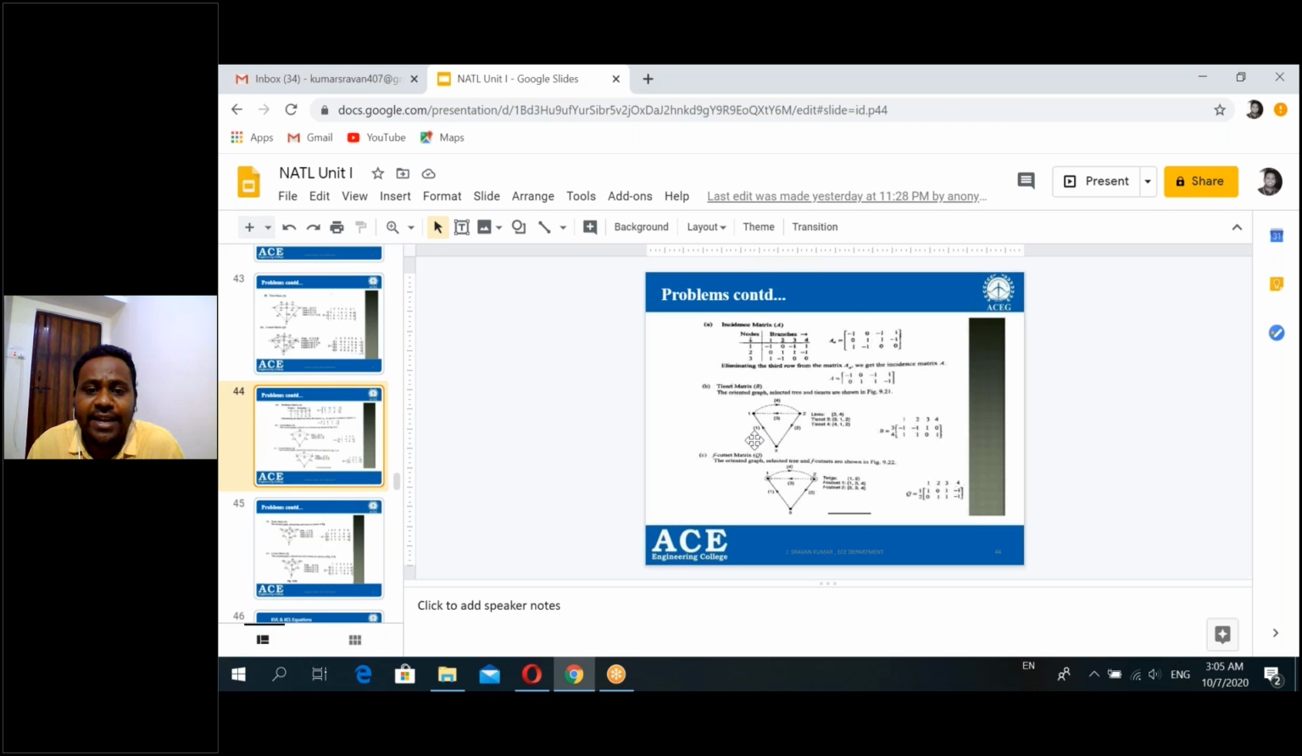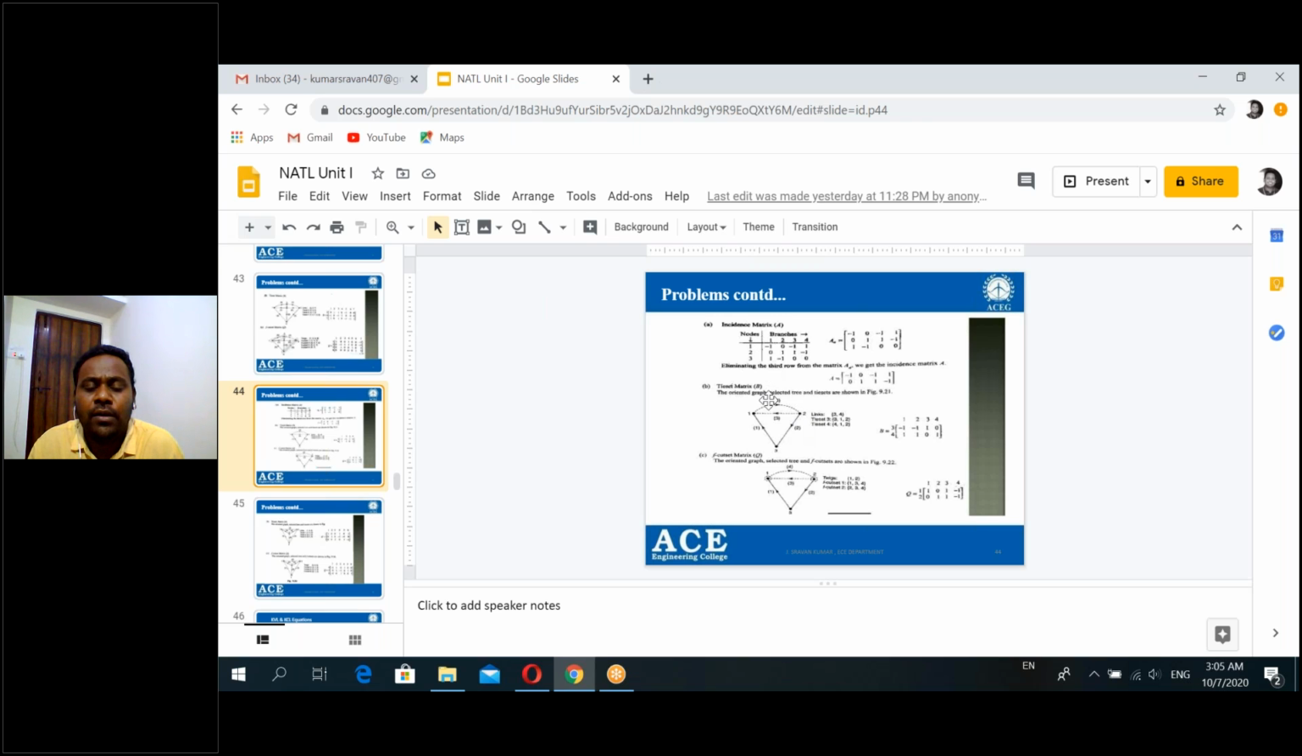Now 1 is entering, and 3 is entering. That's why 1 and 3 are minus. 4 is leaving. That's why 4 is plus. 2 is not connected to this node. That's why 0. Next, at node 2. At node 2, 2 and 3 are entering, 4 is leaving. So 4 is minus 1, 2 and 3 are plus 1.